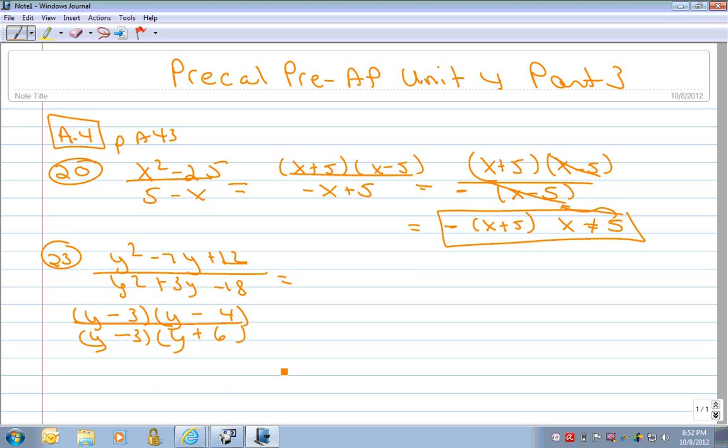Alright, before we write our factors, before we do our simplification, let's write our restrictions. The values could not be 3, and they could not be negative 6. Now, your book sometimes only lists the restrictions for anything that is canceled. I like to go ahead and list all my restrictions right up front. We are going to cancel the y minus 3, and we end up with y minus 4 over y plus 6, with the restriction that y is not able to equal 3 or negative 6.